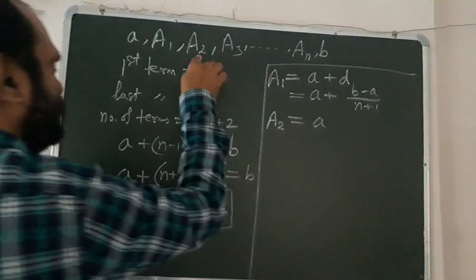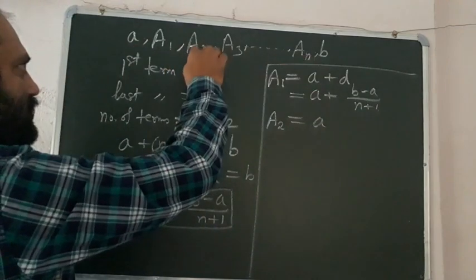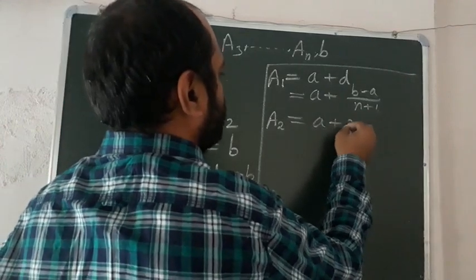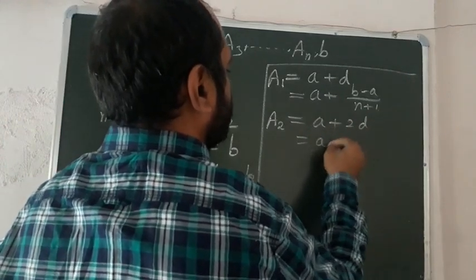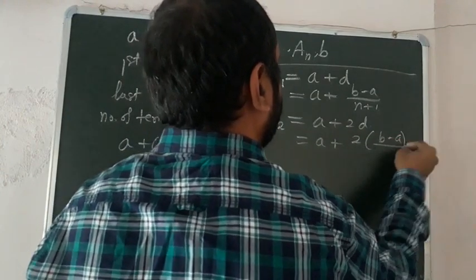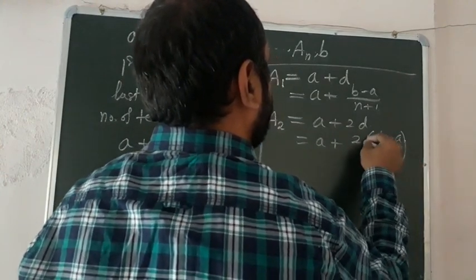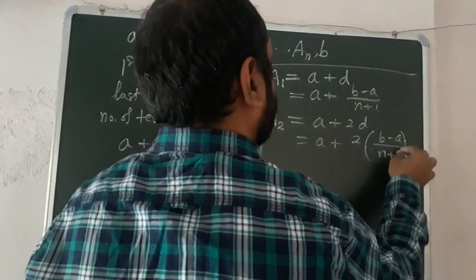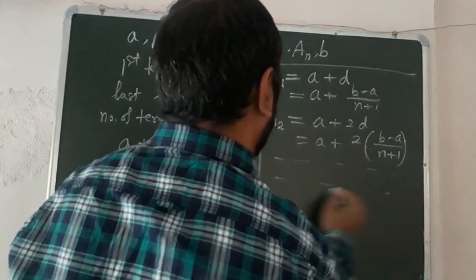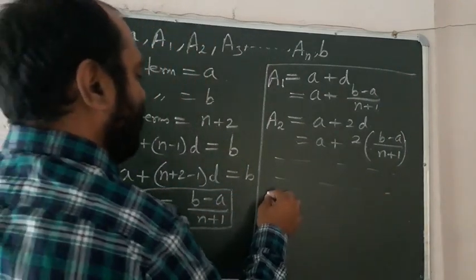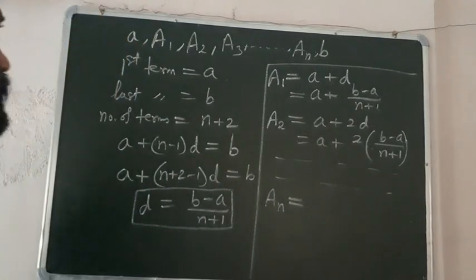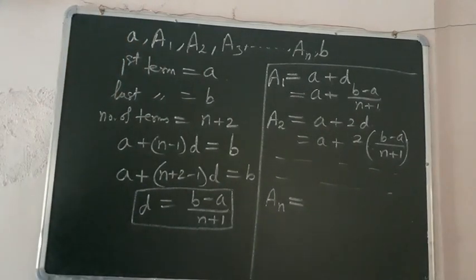a2 is the third term. As you see in this sequence, a2 is the third term, and the formula is a plus 2d. Now you can put the values here: a plus 2 into (b minus a) over (n plus 1). So this is the value of a2, and so on. You can find any value, you can find an. As you see, an is which term?